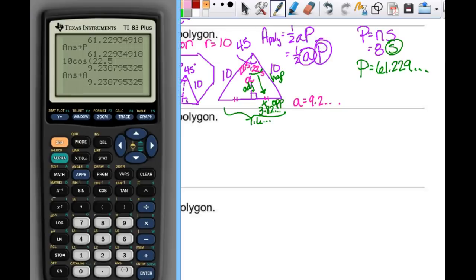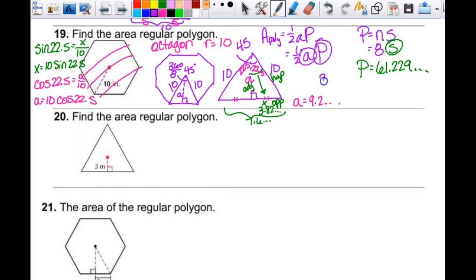So when I go back to my calculator, if I stored everything like I was supposed to, I'm just going to take half, which I can just use as 0.5, times A times P. 1/2 apothem times perimeter. Bam, there's my answer, 282.843. We'll make those inches squared. That is the area of the octagon, or the polygon, however you want to say it.